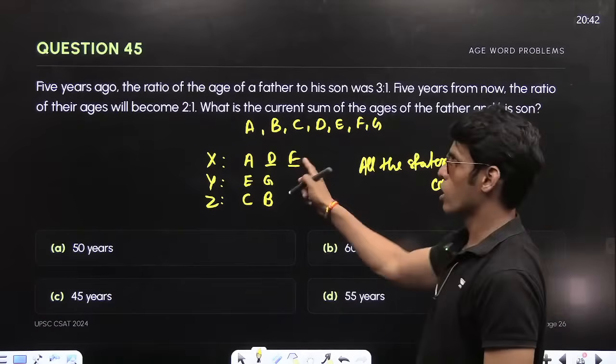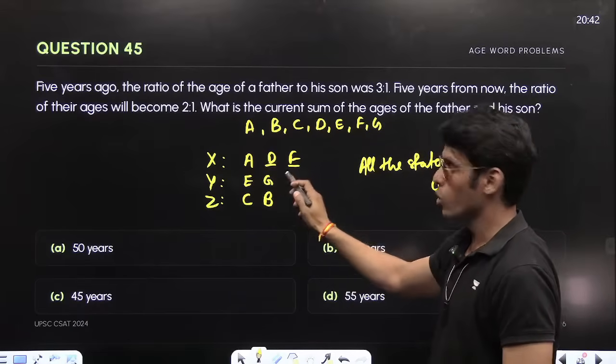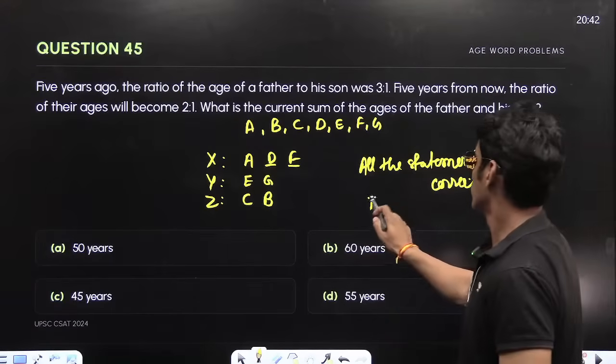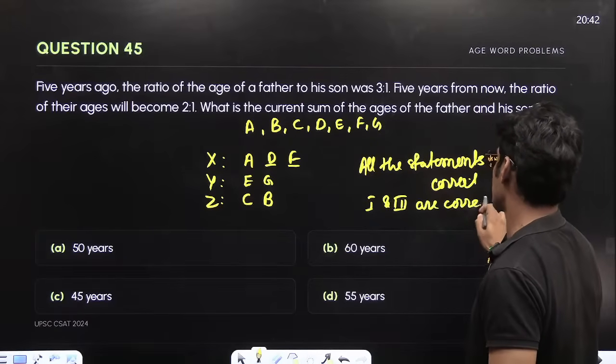Only D does not travel with F. They are traveling with A. This is correct. So, which statement is this? This is statement 2. So, statement 2 is incorrect. So, 1 and 3 are correct, guys, in this.